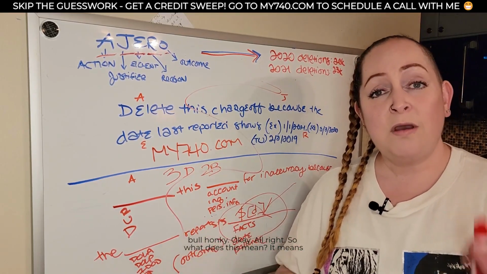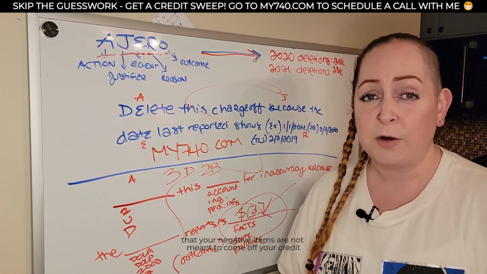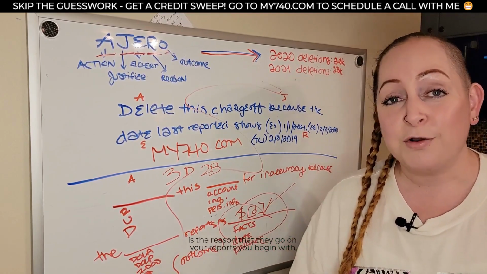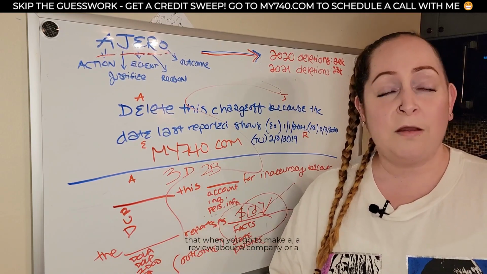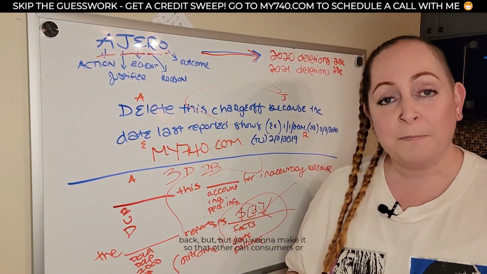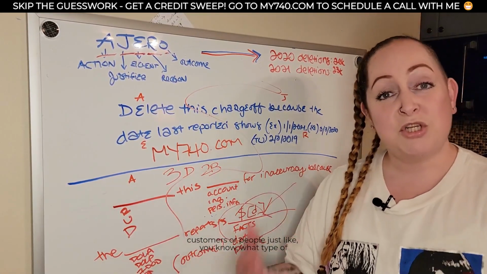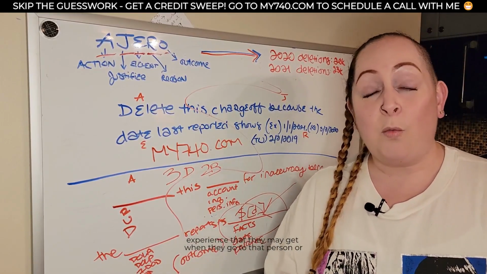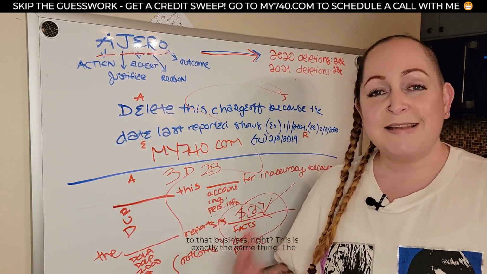All right, so what does this mean? It means that your negative items are not meant to come off your credit report. Your negative items are meant to stay on there, and that is the reason that they go on your report to begin with, because they're kind of like Yelp reviews, right? You know that when you go to make a review about a company or a person or whatever, you're not going to get your money back, but you want to make it so that other consumers or customers or people just like you know what type of experience they may get when they go to that person or that business, right? This is exactly the same thing.